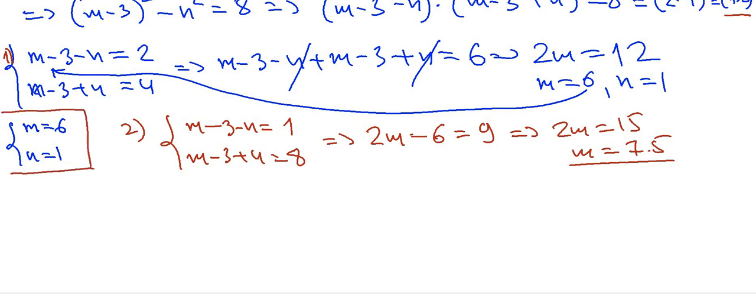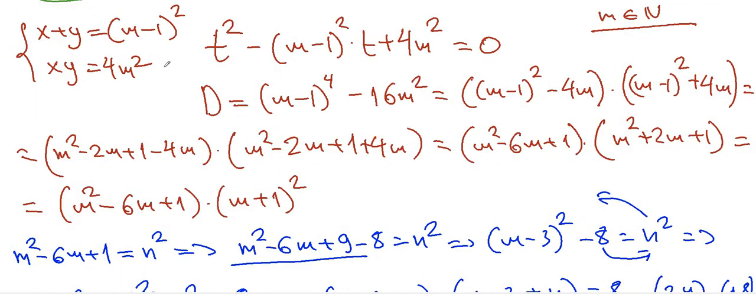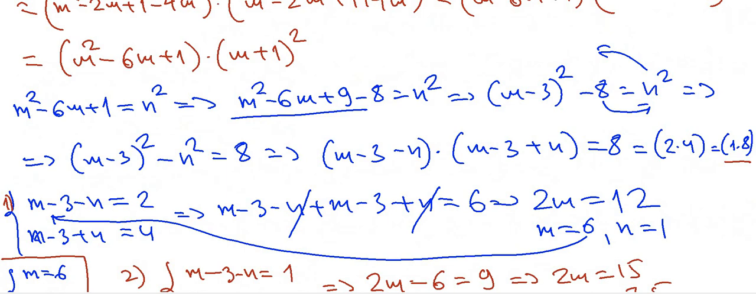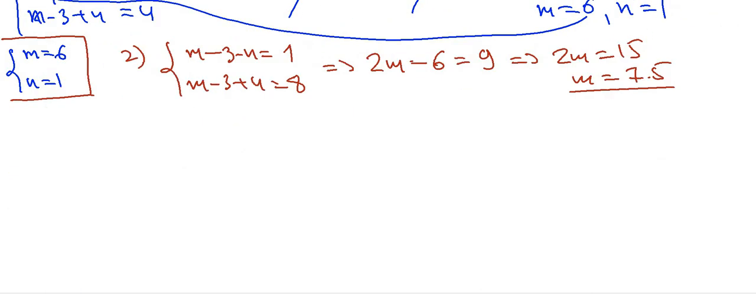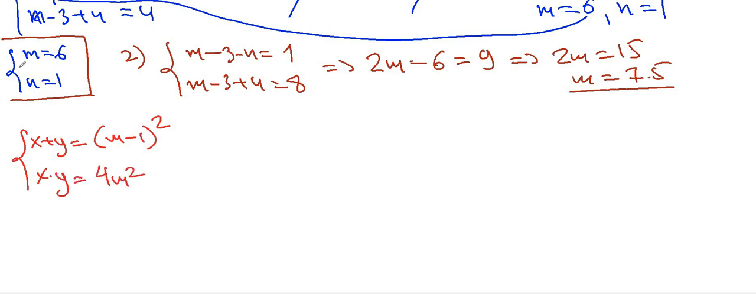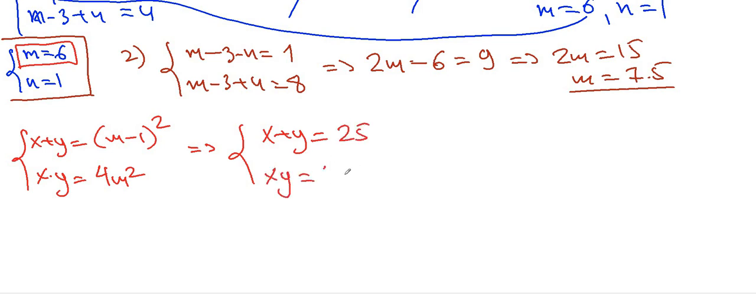And as you remember, we already said that x + y is equal to (m − 1)², and xy is equal to 4m², and we already found here m. So let me write, as you remember, x + y is equal to (m − 1)², and x times y is equal to 4m². So therefore plugging in m = 6, I will get x + y is equal to 25 and xy is equal to 4 times 36, and this one is 144.